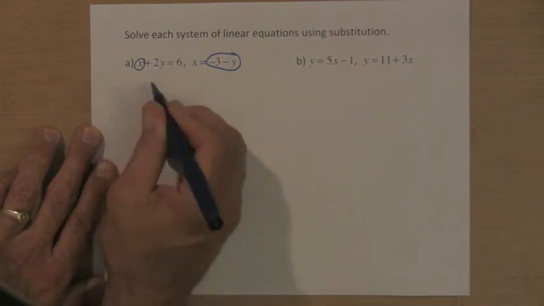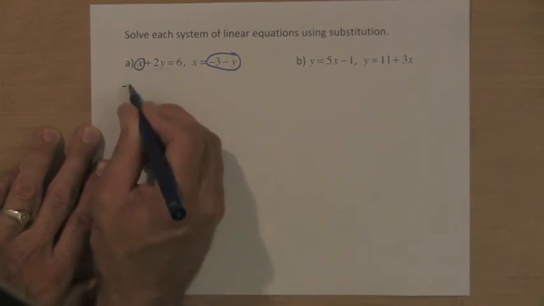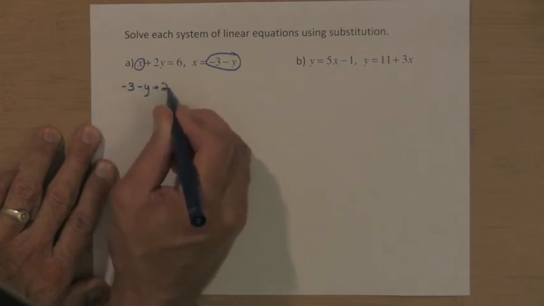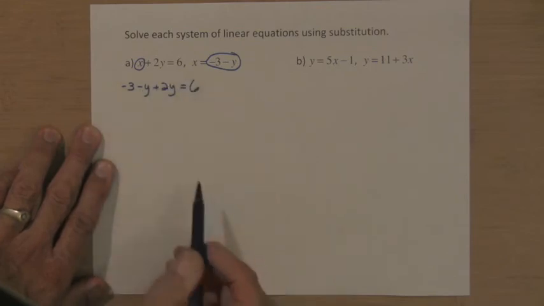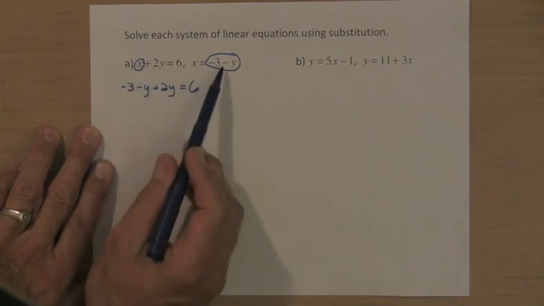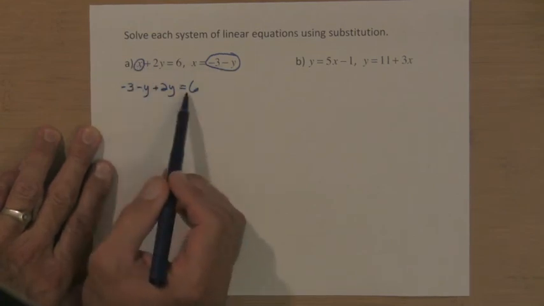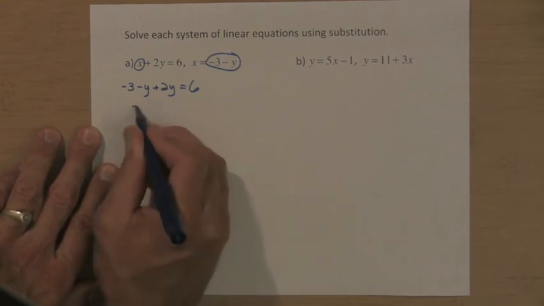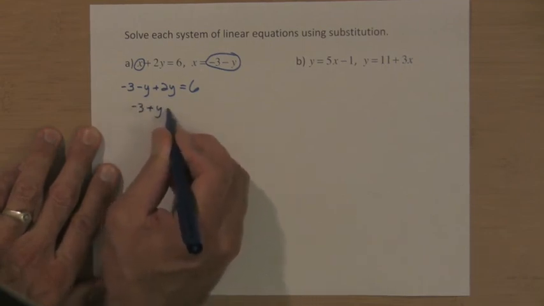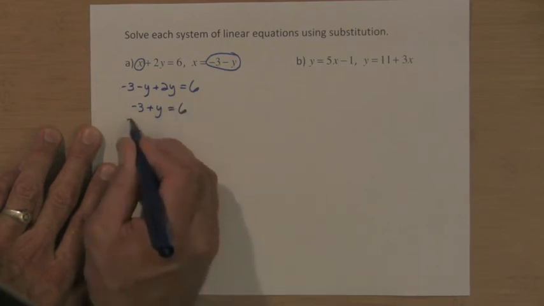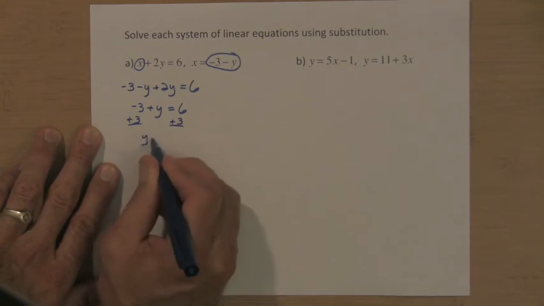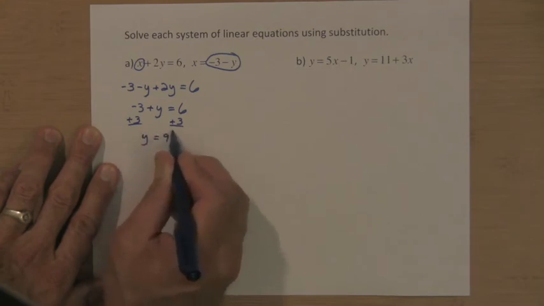So I'm going to rewrite the first equation. Instead of x plus 2y equals 6, I'm going to put in what x equals, which is negative 3 minus y, plus 2y equals 6. So I substitute what x equals from the second equation into the first, and I create this equation, which only has one variable, type y. Negative y plus 2y are like terms, so I can write that as negative 3 plus y equals 6. If I add 3 to both sides, I get y equals 9. So there's my value of y.